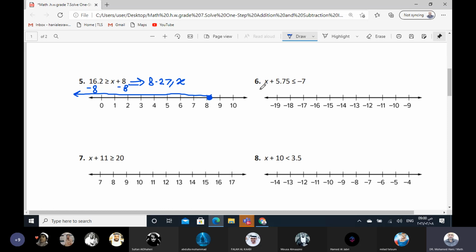Exercise number 6. Try to remove 5.75. So minus 5.75 from this side, and here minus 5.75. Remains here x. 5.75 minus 5.75 here will be 0. Less than or equal. We have now minus 7 and minus 5 will be minus 12.75.